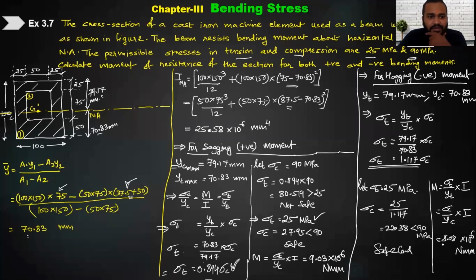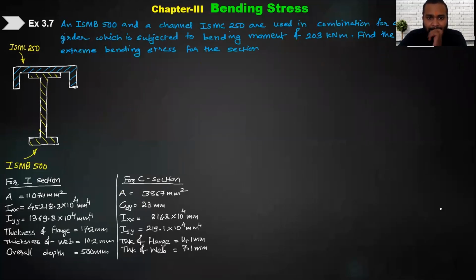Have you understood this one as well? Yes sir. So let's go. Yeah. So now the question is about ISMB 500 and channel ISMC 250, which are to be used in a combination.